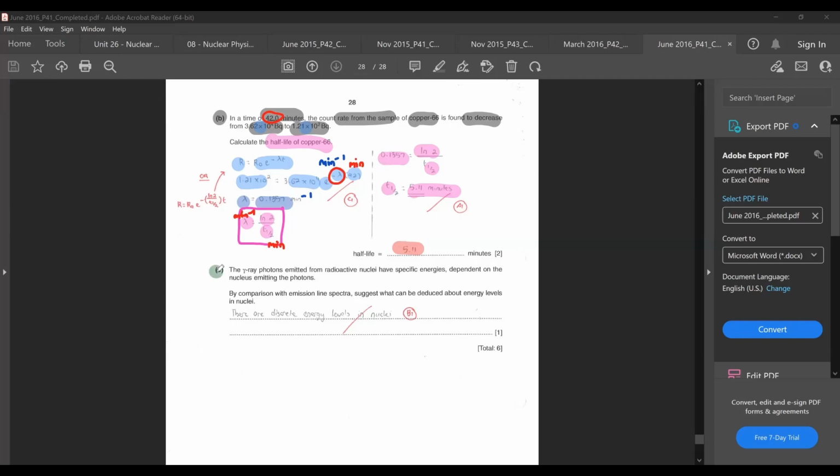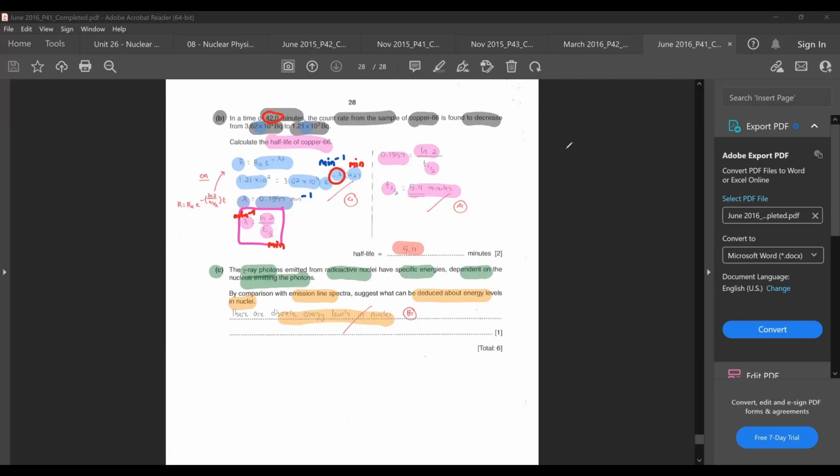Now, C is related to what you learn in quantum physics, specifically your emission and absorption spectrum. Here they mentioned the gamma ray photons emitted from radioactive nuclei have specific energies dependent on the nucleus that emits the photons. By comparison with your emission line spectra, suggest what can be deduced about energy levels in nuclei. There are discrete energy levels in nuclei.